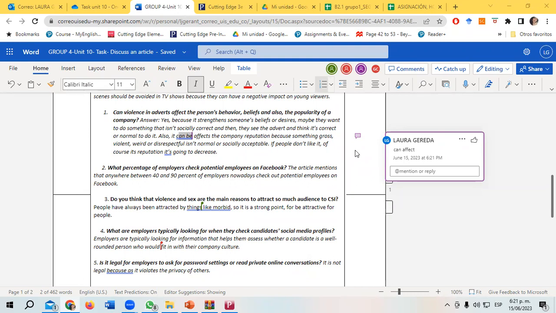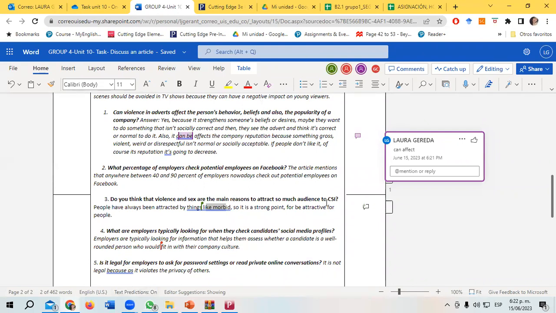People have always been attracted by morbid things, so it is a strong point to be attractive for people. The fourth one, what are employers typically looking for when they check candidates on social media profiles? Employers are typically looking for information that helps them assess whether a candidate is a well-rounded person who will fit in with their company culture.